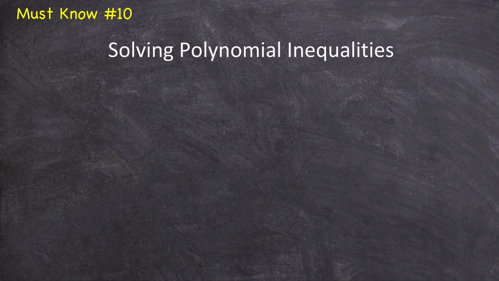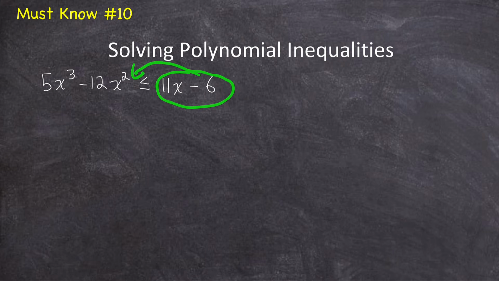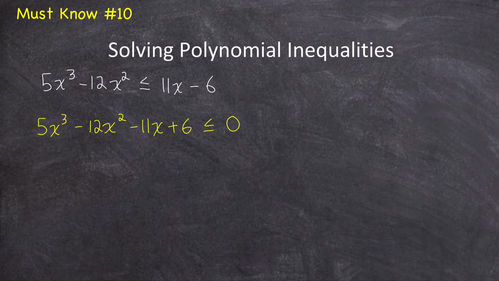Must know number 10, solving polynomial inequalities. When solving an inequality, we want to start by moving all of the terms to one side. So I'll move the terms from the right over to the left. And now we're interested in when this polynomial is less than or equal to 0. Graphically speaking, that means when is it below the x-axis. To figure that out, I'll sketch a graph of this that includes the proper x-intercepts and end behavior, and then I'll be able to answer the inequality.